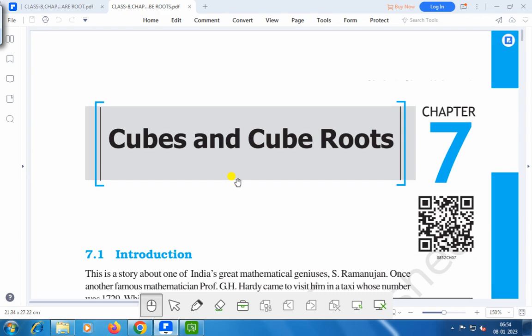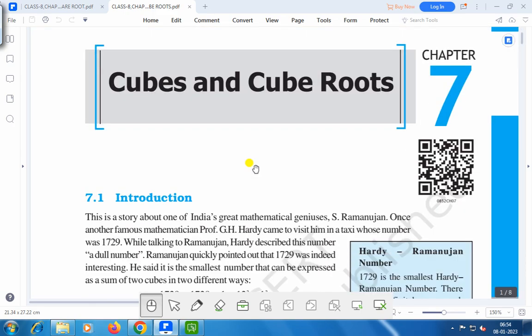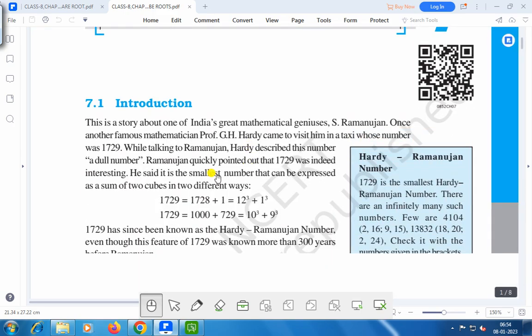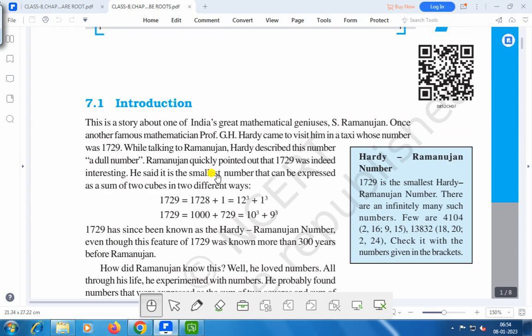Hello everyone. Today I shall discuss chapter 7, that is cubes and cube roots. Here is the introduction. This is a story about one of India's great mathematical geniuses, S. Ramanujan.